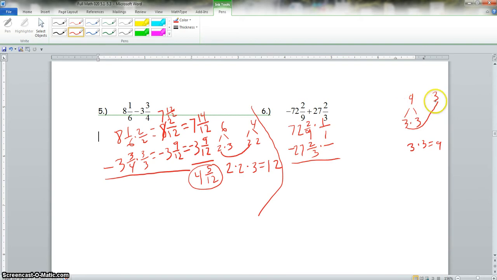Now we come down here. We compare 3 with the 9. What does 9 have that 3 does not? It has an extra 3. So we'll multiply that numerator and denominator by 3.